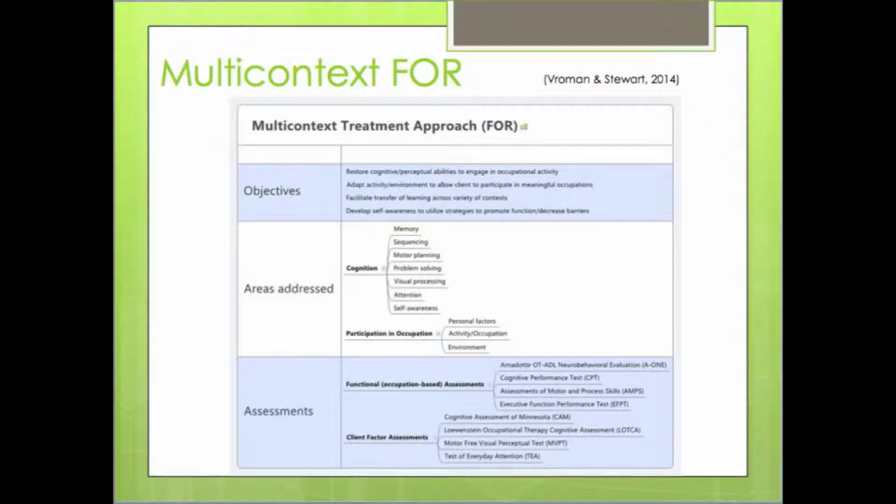For Client J, we will be using the multi-context treatment frame of reference. This approach is used with clients who have neurological disorders that involve cognition, psychosocial, and/or perceptual dysfunction. Some of their objectives include to restore cognitive and/or perceptual abilities to engage in occupational activity, to adapt the activity or environment to allow the client to participate in meaningful occupations, to facilitate transfer of learning across a variety of contexts, and to develop self-awareness to utilize strategies to promote function and decrease barriers.